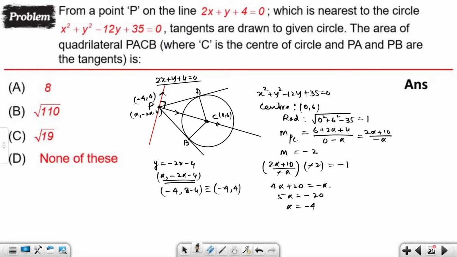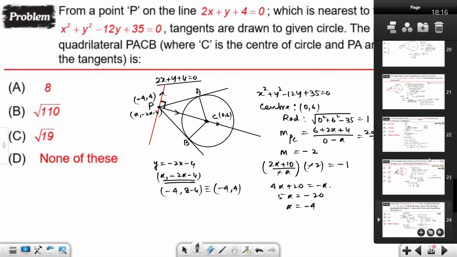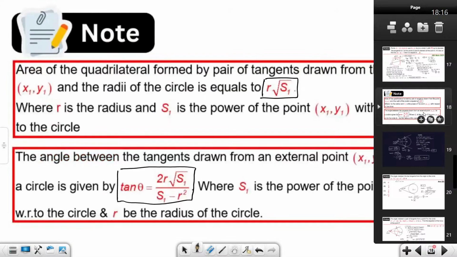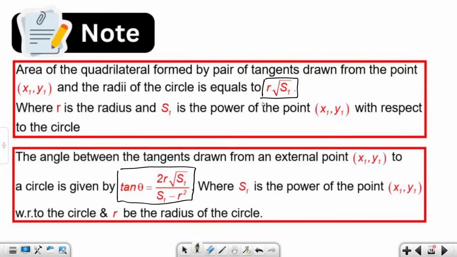We found the point P lying on the given line which is nearest to the circle. That we found. But we have to find out the area of the quadrilateral. And we all know the area of the quadrilateral, just now we have learned the formula, is R root S1. Can you remember? What is the area of the quadrilateral formed? It is R into root S1. What is R? R is the radius of the circle. What is root of S1? This is the length of the tangent, where S1 is the power of the point with respect to the circle.